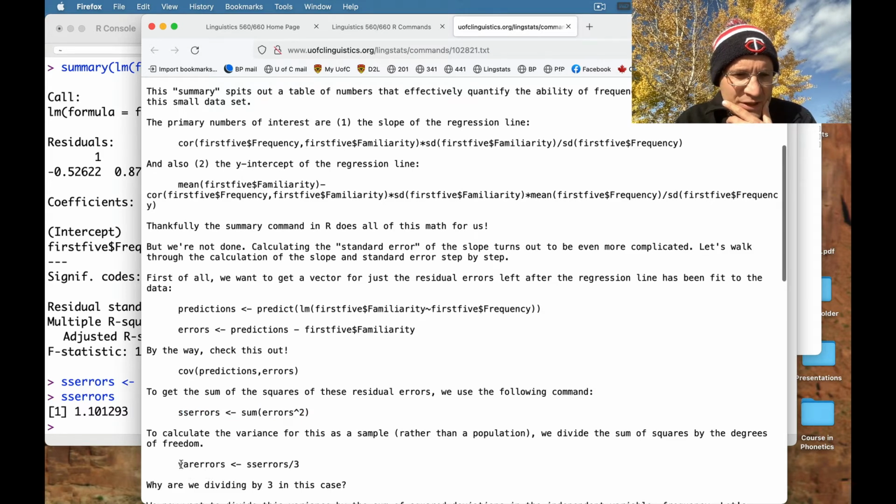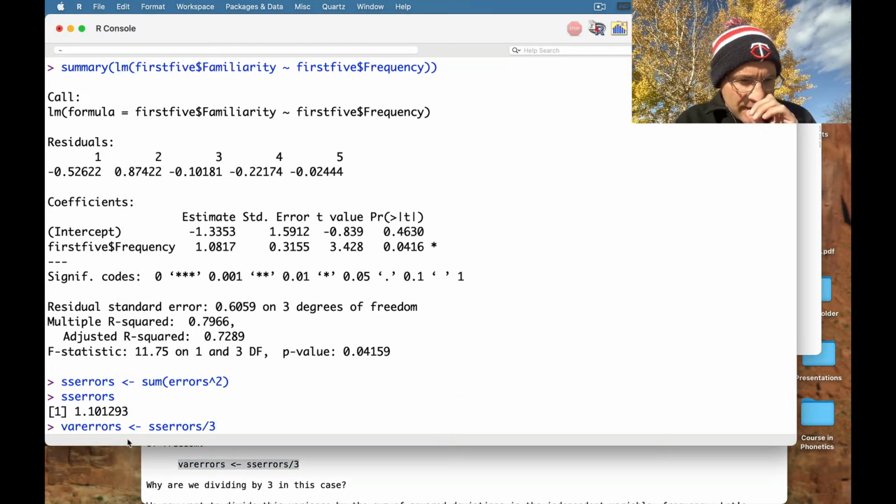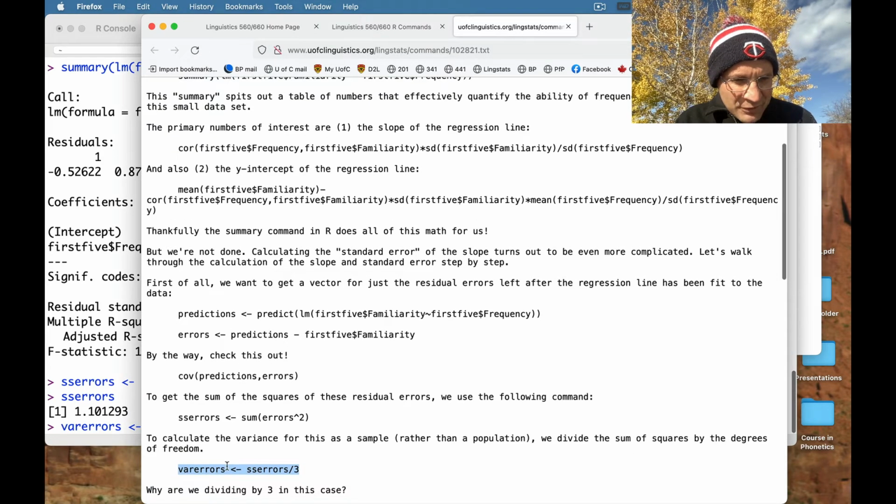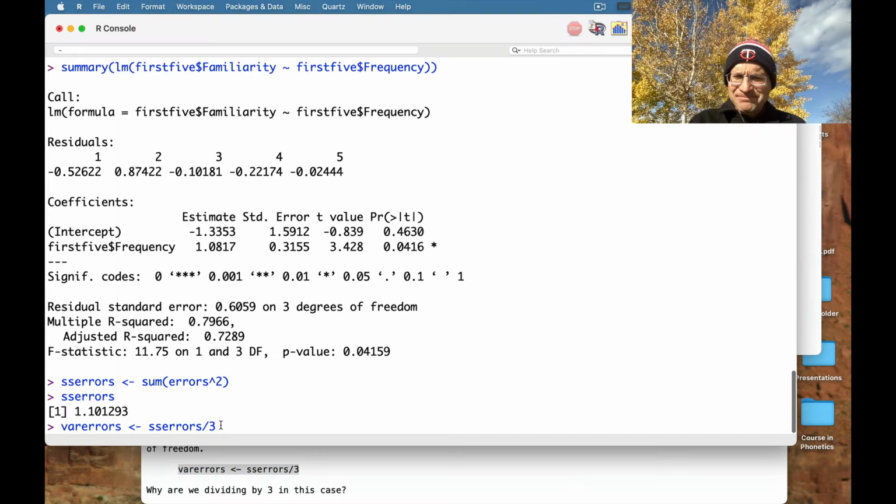And what I want to do here is calculate the variance for that error. We'll do that by creating another vector called var errors. And we're going to divide this sum of squared errors by 3. And I have this question here, which, like, teachers often say there are no stupid questions, but I'm looking at this question and I'm thinking this is a stupid question.